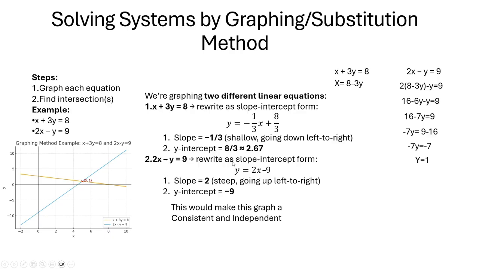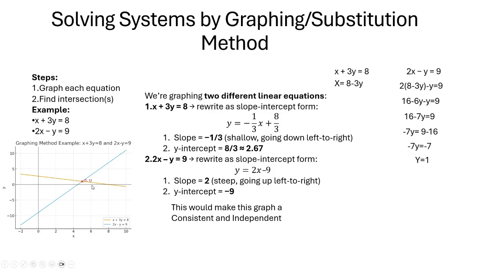And we're going to use our second equation, which is 2x minus y equals 9. We rewrite that in slope form as well, which is y equals 2x minus 9. So the slope equals 2, going up left to right, and our y-intercept equals negative 9. That will show this graph to be consistent and independent, which is where the lines meet at one point.